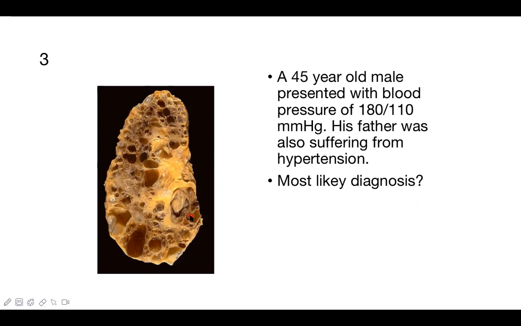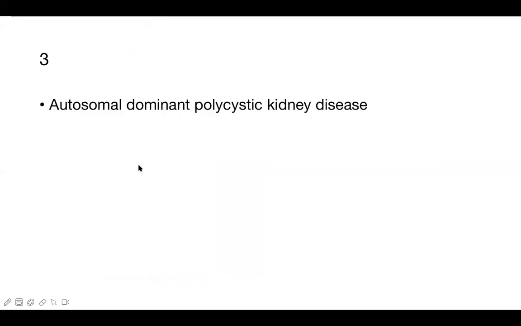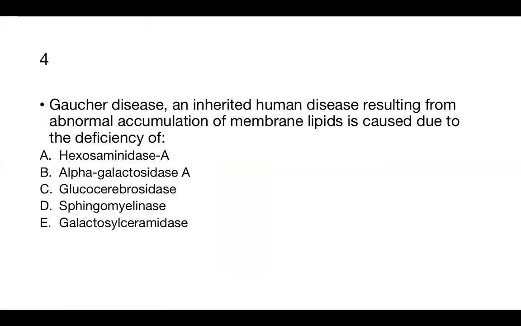Now, at the same time, a lot of other organs are also affected here. They may have berry aneurysm inside the circle of Willis of the brain. They may have hepatic cysts, and they may have pancreatic cysts as well. So these are some of the important information. Autosomal dominant polycystic kidney disease. Now, number 4.